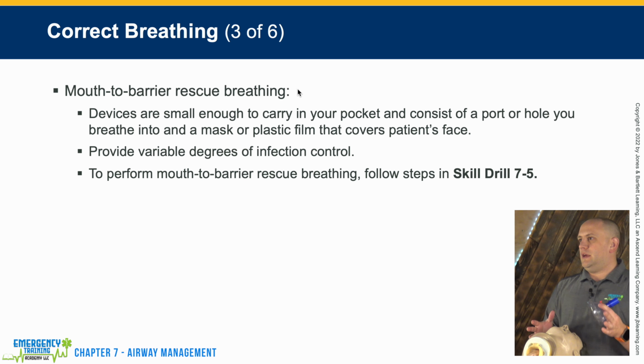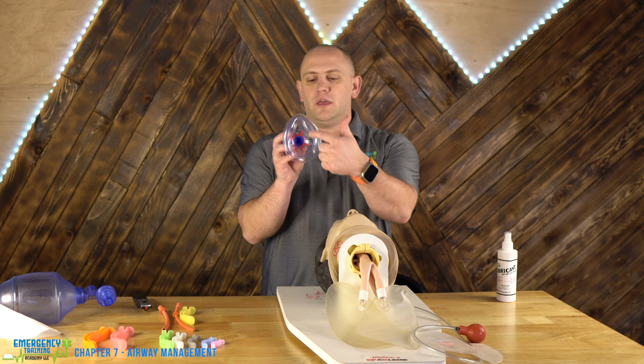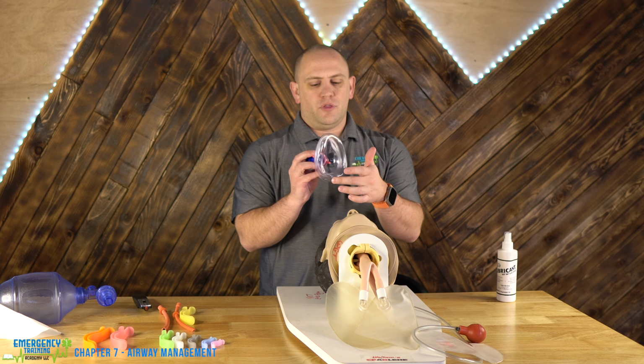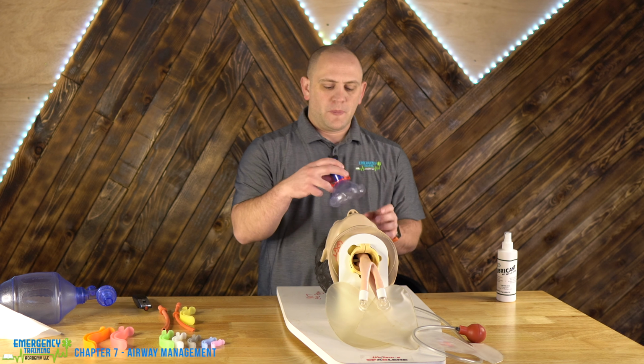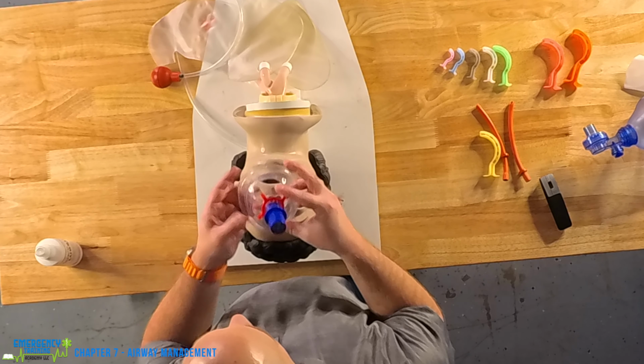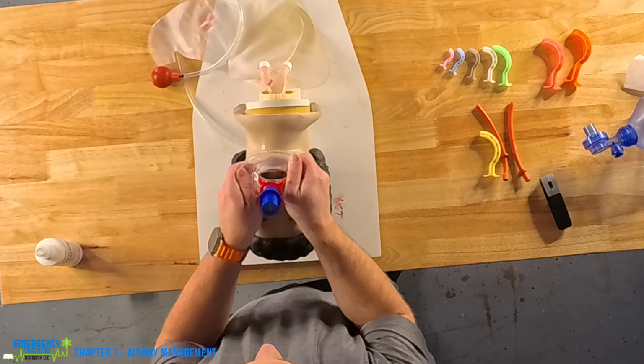So we'll go over just some of the skill involved in using a mouth to barrier device. You want to make sure that you have a properly sized mask. They come in adult, child, infant. So your adult size is going to fit adult patients. Make sure you have a good seal. You can see that it's shaped differently. So it does have a portion shaped for the nose and then a part for the jaw. Place it over the patient's nose and then over their jaw.